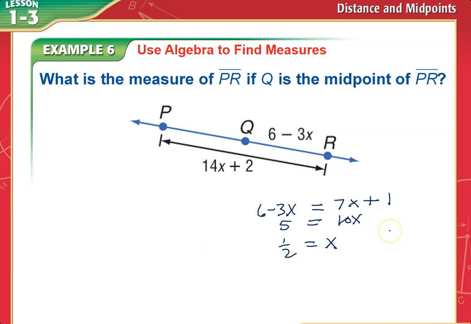So what's the measure of PR? Well, line segment PR is 14x plus 2. So half of 14 is 7, and 7 plus 2 is 9.